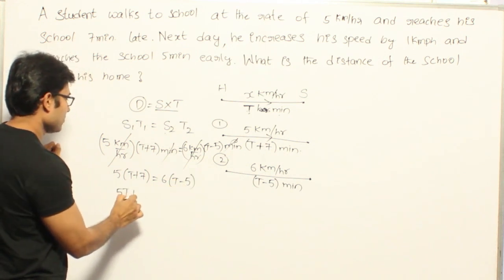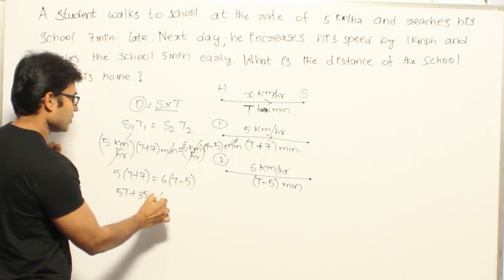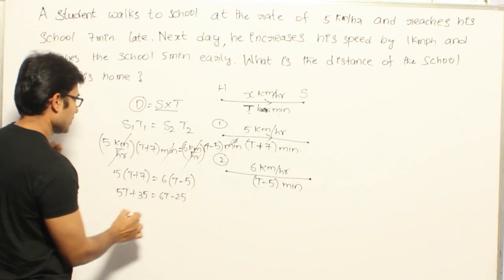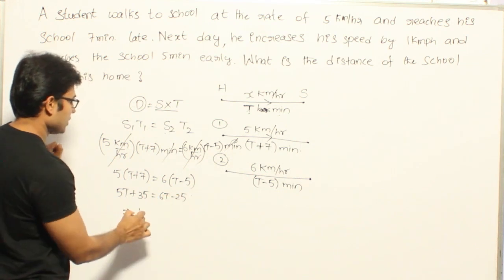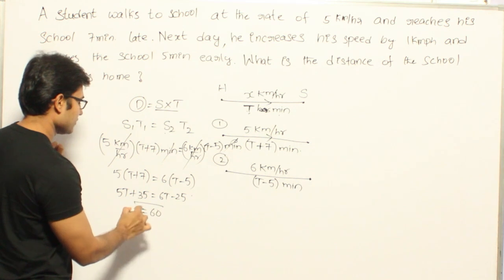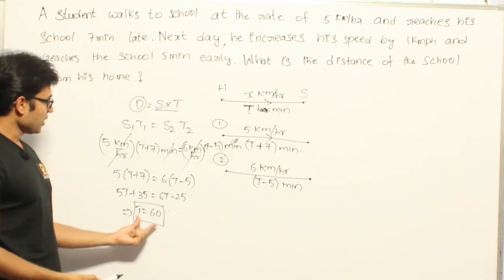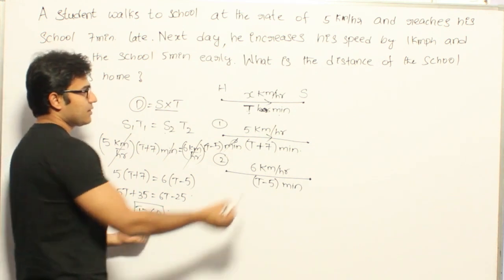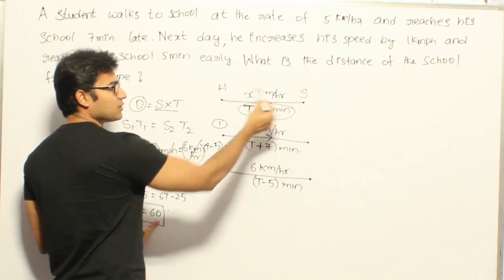So 5t plus 35 is equal to 6t minus 25. Now what do you get? T equal to 60, right? Therefore what is it? T is the exact time required to reach the school, right?